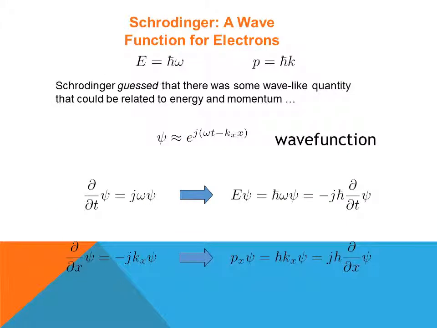Schrodinger, a wave function for electrons. Here energy equals h-bar omega and momentum p equals h-bar k. Schrodinger guessed that there was some wave-like quantity that could be related to energy and momentum. Here we can see various wave functions and del psi by del t equals minus i omega psi. We can write it in energy terms and also momentum.